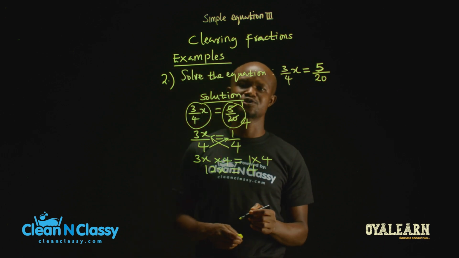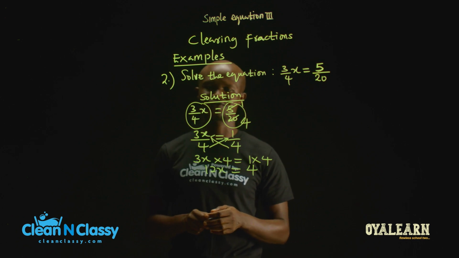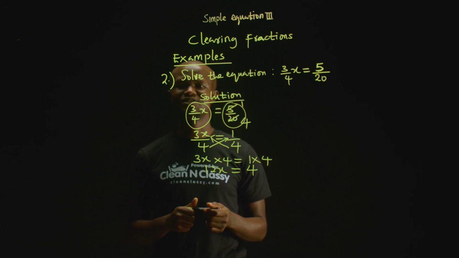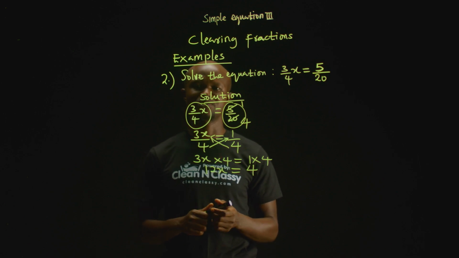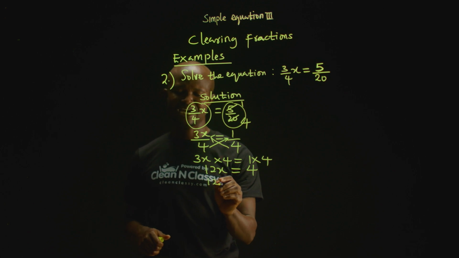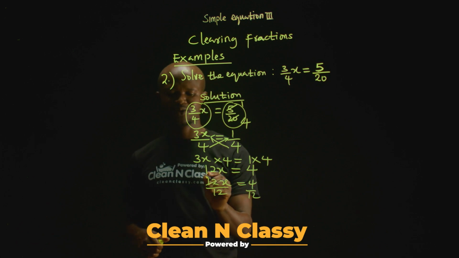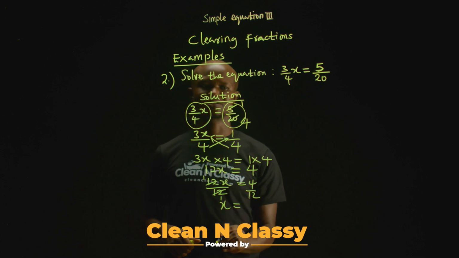So the next thing for us to do is to divide both sides by the coefficient of x. And what is the coefficient of x? The coefficient of x is the number in front of x, and it is 12. So we divide both sides by 12. 12 here is 1, 12 here is 1. So x equals what?